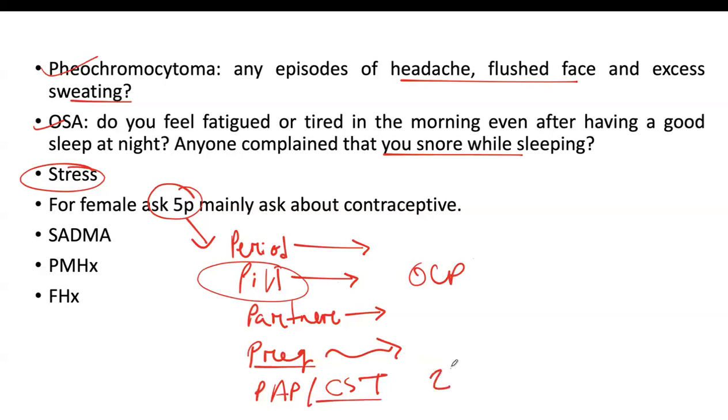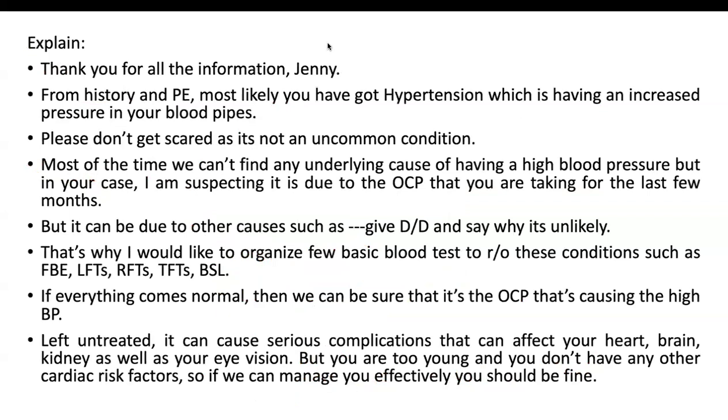For a 22-year-old female, we don't need to ask it because CST is mainly from 25 years old and above. So for a 22-year-old, don't bother with CST. And then lastly, smoking, alcohol, past medical history, family history of heart condition, and ask about any medication the patient is on other than OCP. So pretty straightforward history, and then your explanation should be like this.